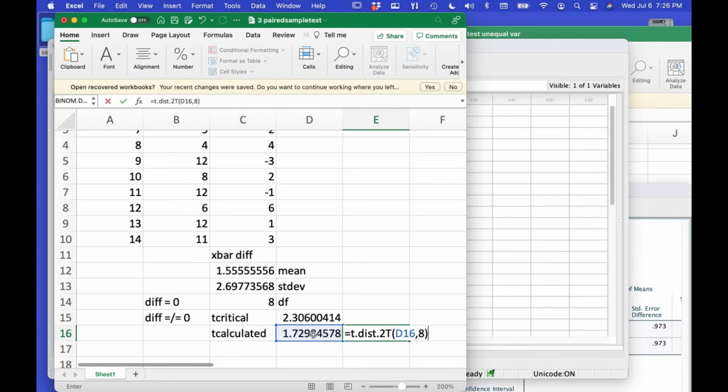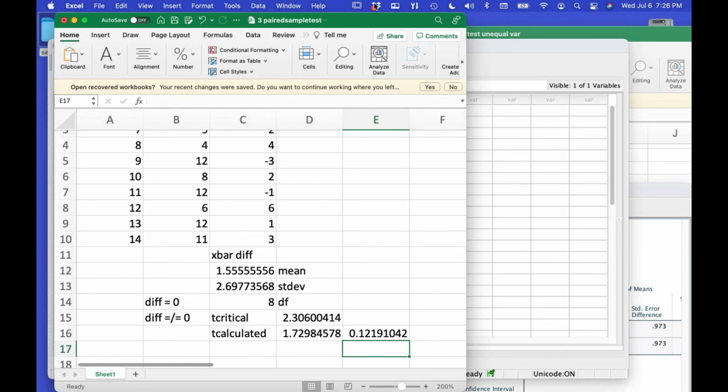I know it's going to come up bigger than 0.05, because in order for it to be less than 0.05, I would have had to have a t calculated bigger than 2.3, and it comes out to be 12%. There's a 12% chance that we would get this big a difference if the null hypothesis were true, right? So that's too big a chance for me to reject it. It has to be less than a 5% chance for me to reject the null hypothesis. So that's where we are there.